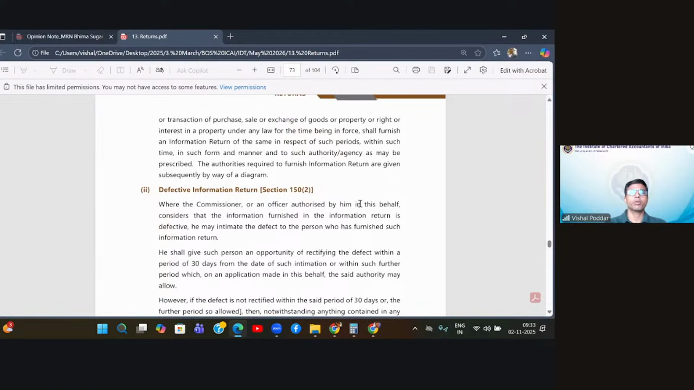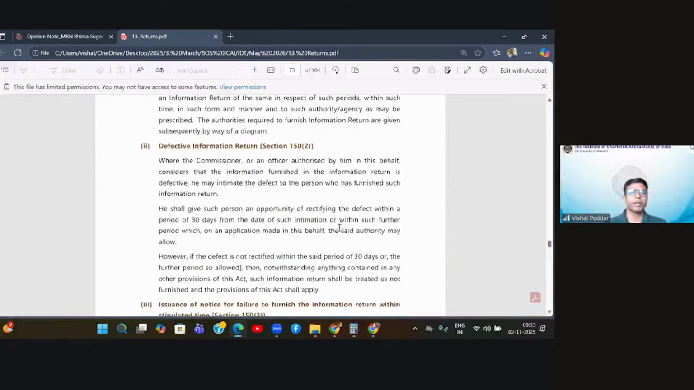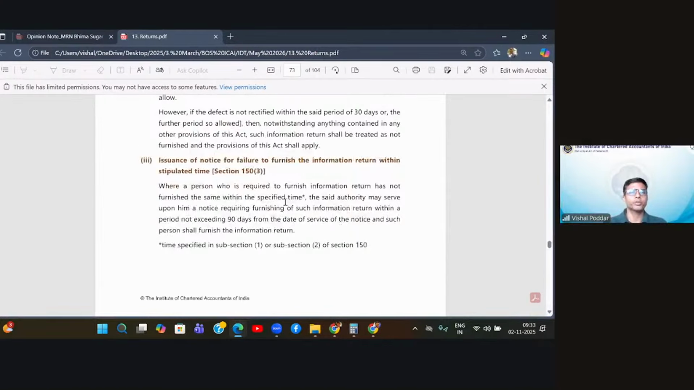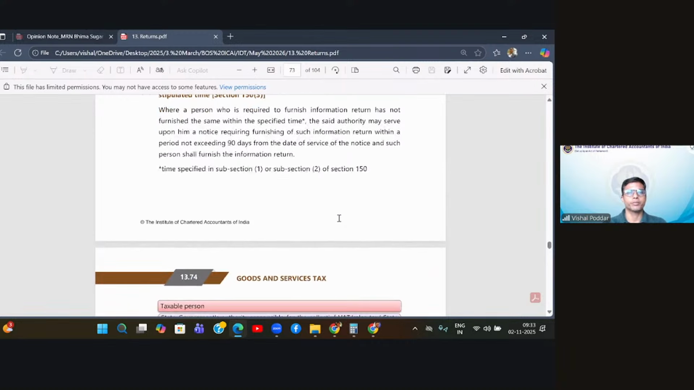Now again, where the commissioner or officer authorized by him considers that the information furnished in the return is defective, he may intimate the defect and then the defect shall be removed. Issuance of notice for failure to furnish the information return. Again, this is a logical point. Where a person who is required to furnish an information return has not furnished the same within the specified time, the said authority may serve upon him a notice requiring him to furnish such information within a period of 90 days from the date of service.